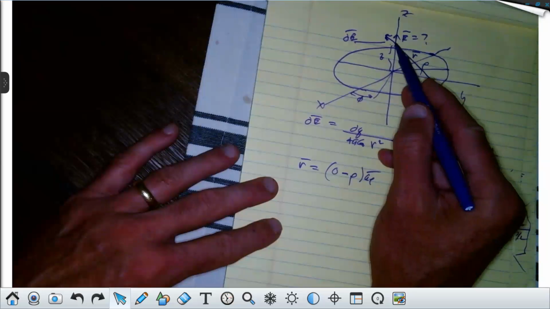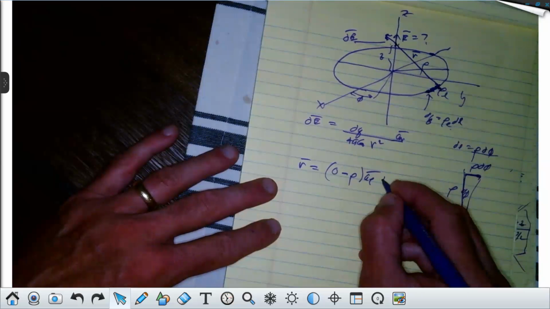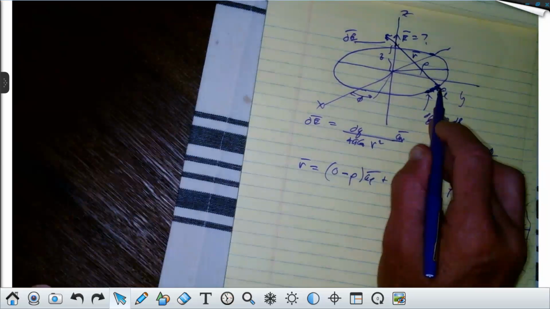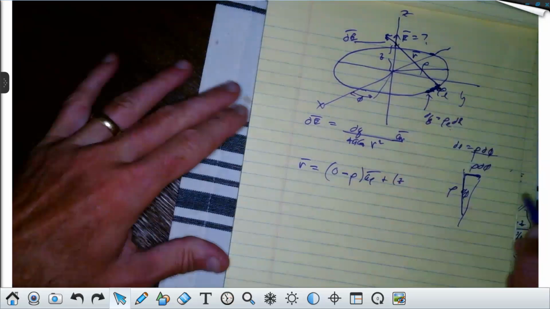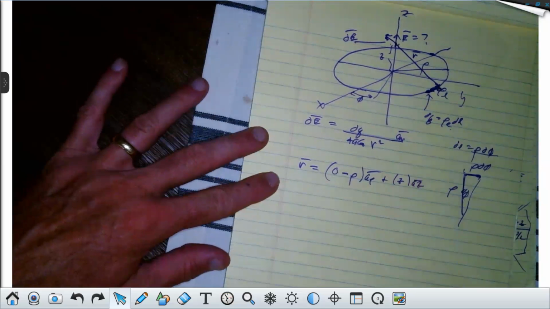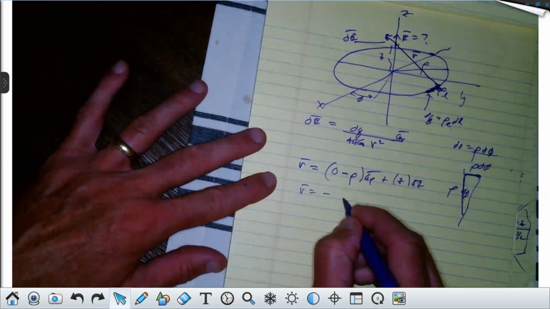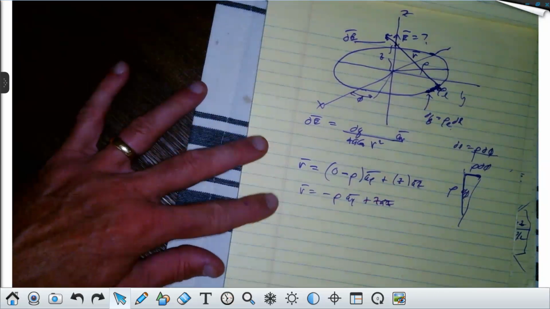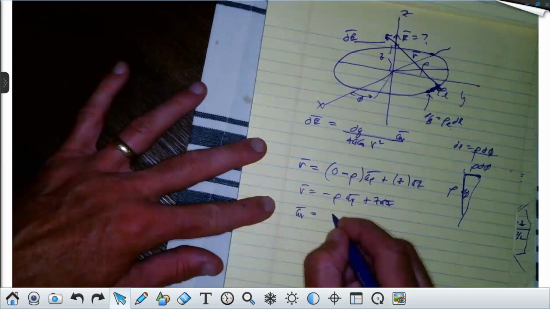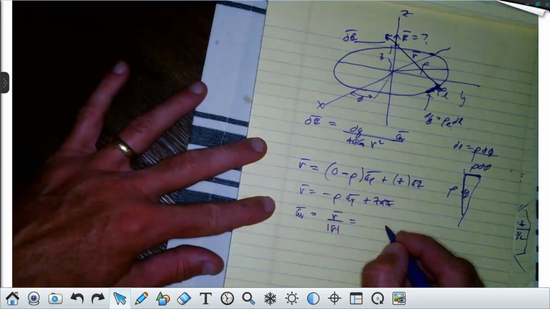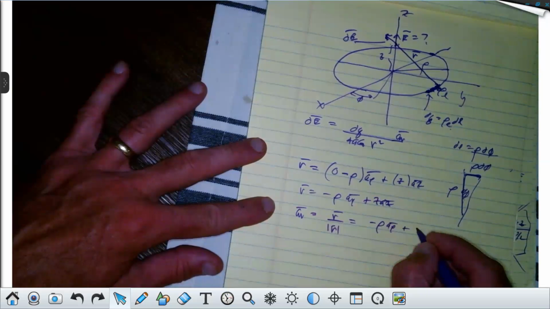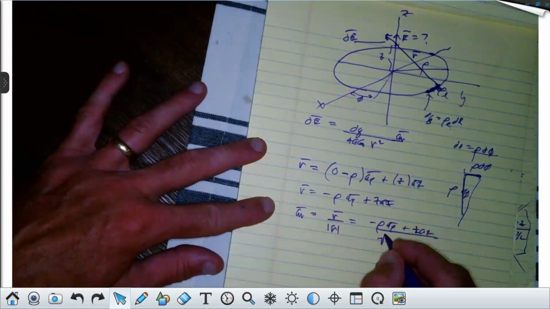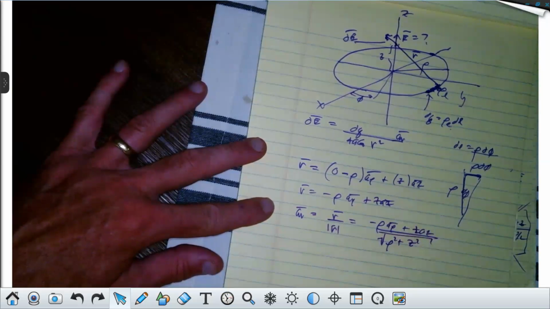What's the difference in the z coordinates here? Here I have Z minus, what's the z coordinate of this charge, people? Anyone? 0, yes. A_Z. So that's R, and I can write it this way. I can say R is minus rho a_rho plus Z a_Z. And then I can get my unit vector, a_R, and that's R vector over magnitude of R vector. And that would be minus rho a_rho plus Z a_Z over the square root of rho squared plus Z squared. Does everybody agree with that?